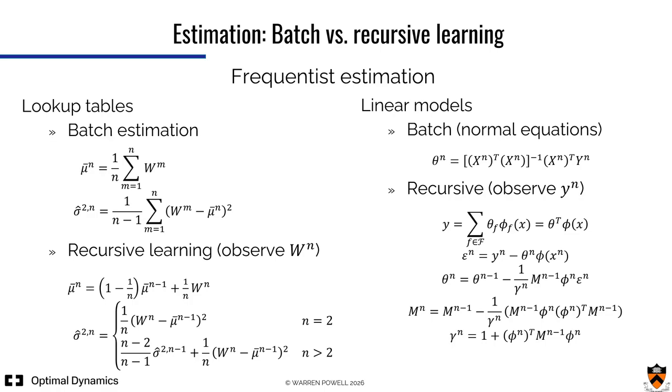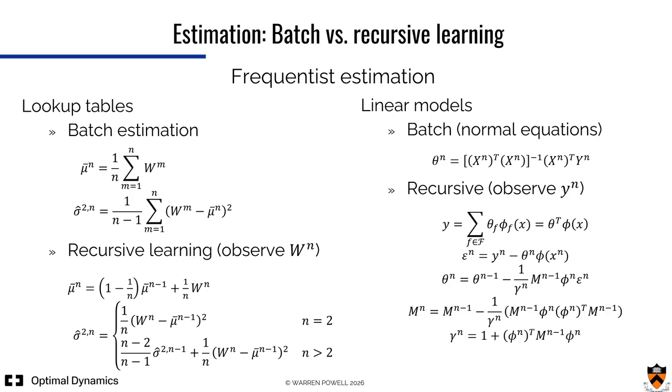Now, we can also do this recursively. So instead of getting a whole big batch, because sometimes I have very large data sets, I might have 100,000 observations, and they're arriving over time, I can exactly recover the batch formulas recursively using these two formulas down below, one for the mean and one for the variance. And they're very simple to implement.